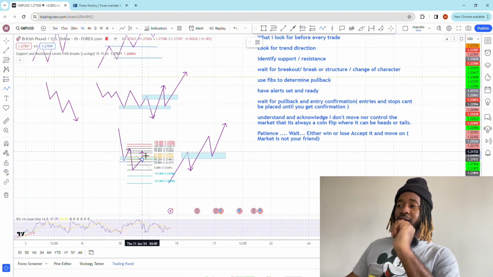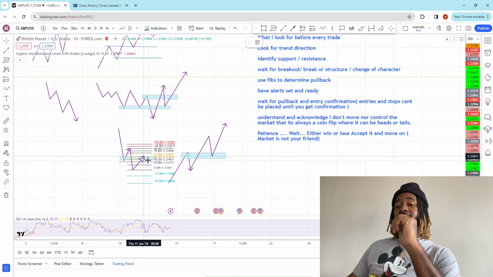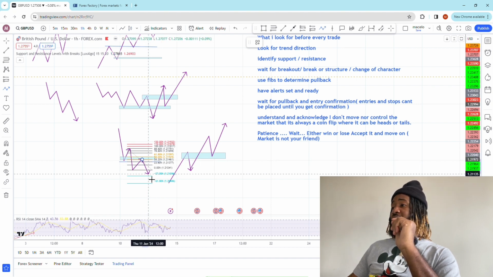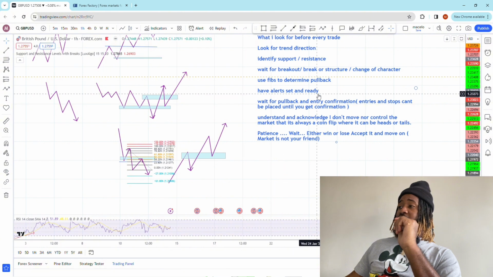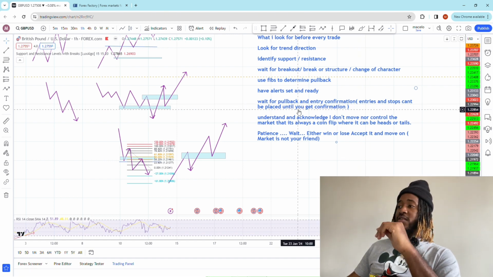But I would never, I won't say never because I've done it here and there, but it's rare that you will see my stop loss at the 50 or 61% retracement, because price usually would go to one of those areas. Those are what I call my golden zone. They would always go to one of those areas majority of the time. You understand? So with that, I will also have alerts set and be ready for confirmation as well. So wait for pullback and entry confirmations. Entries and stops cannot be placed, like I said earlier, until you get some kind of confirmation.